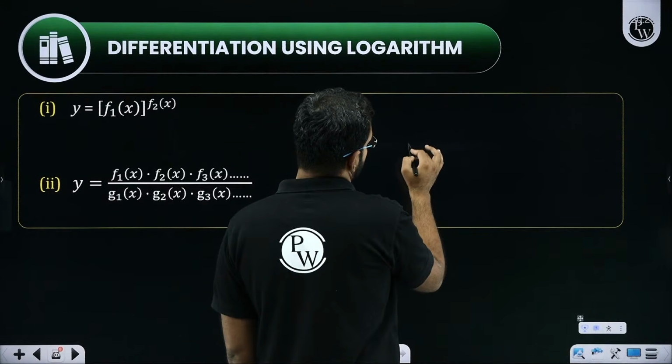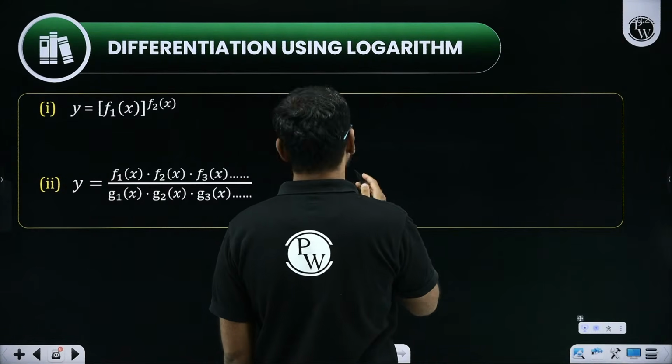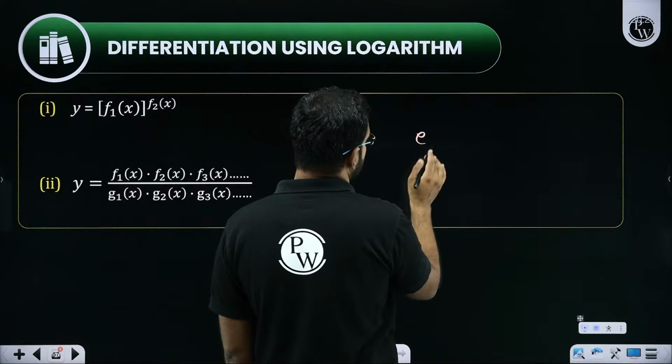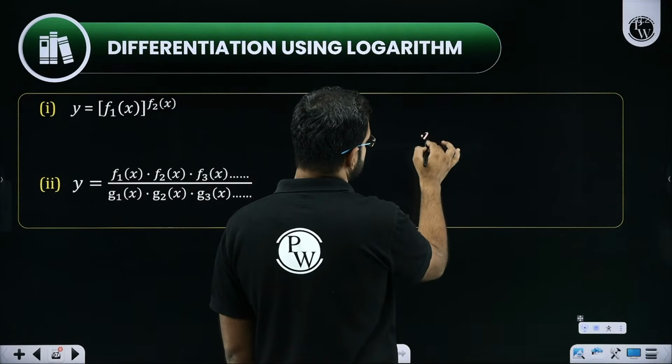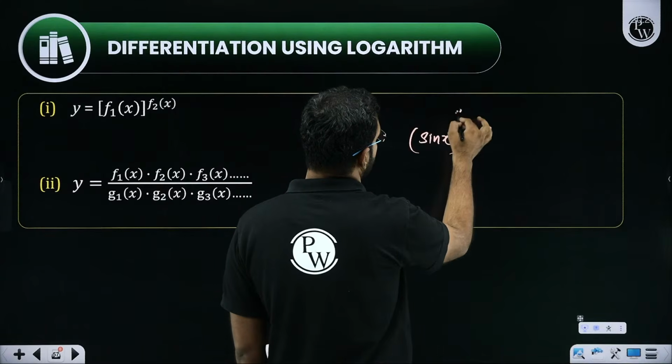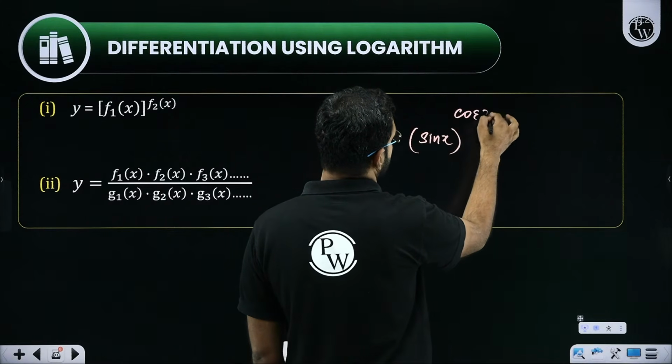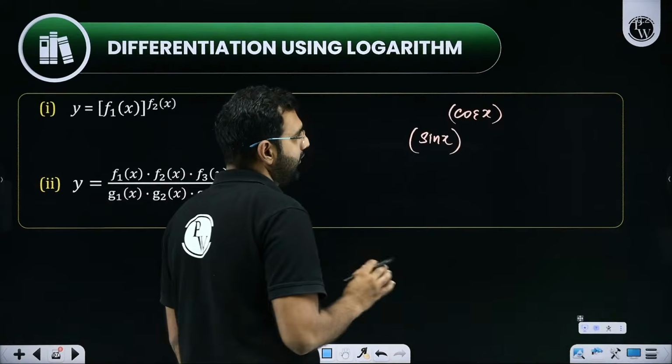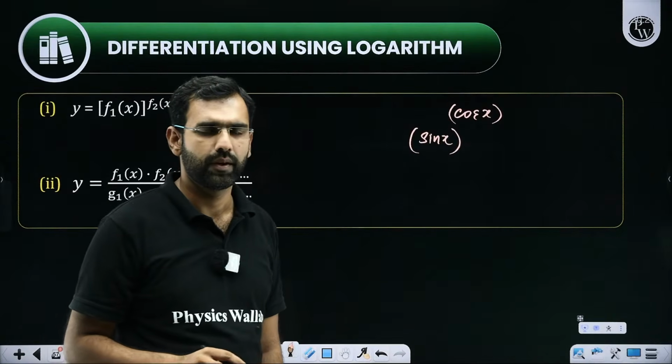What am I given? Let's say sin x to the power cos x. Sir, can we not differentiate it directly by using chain rule?